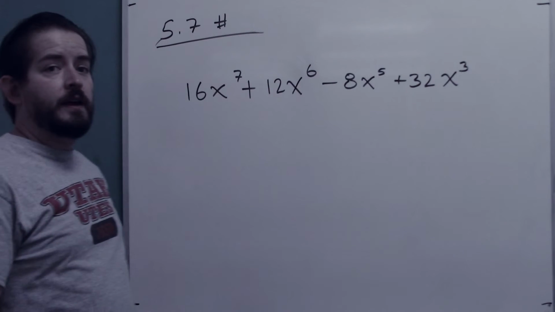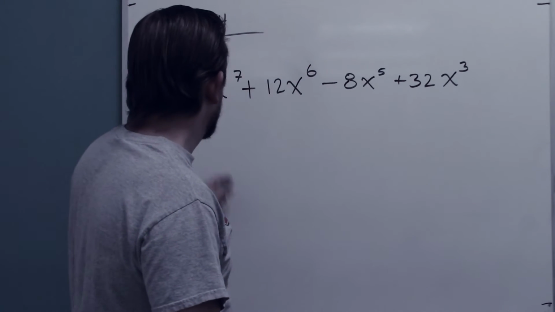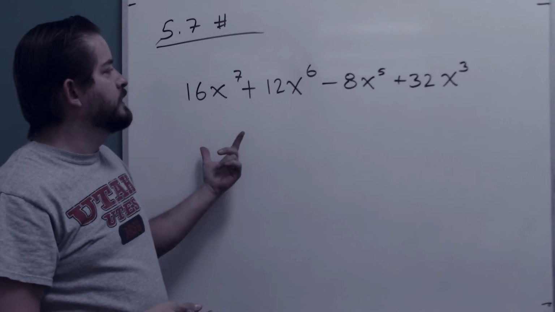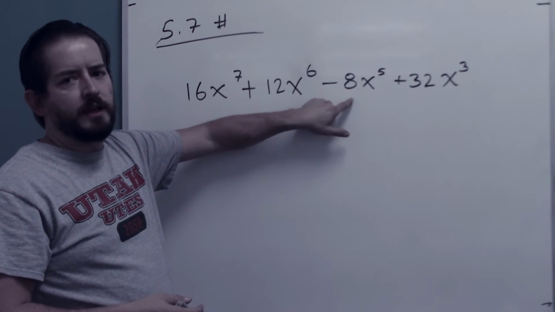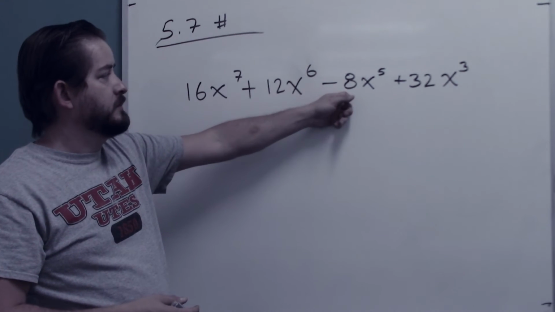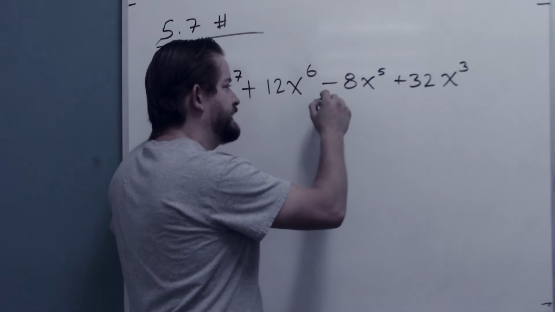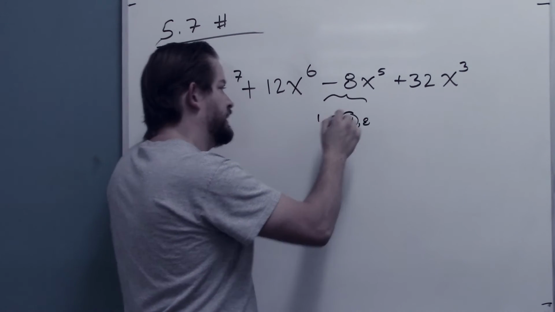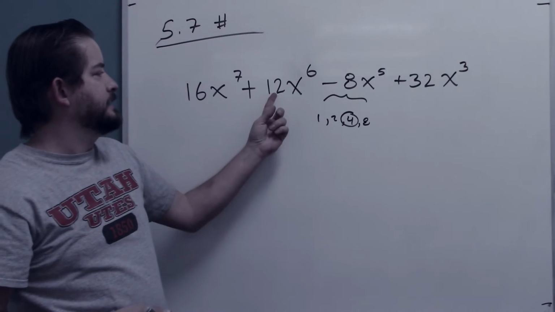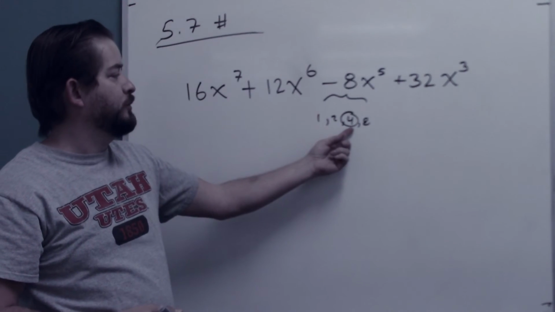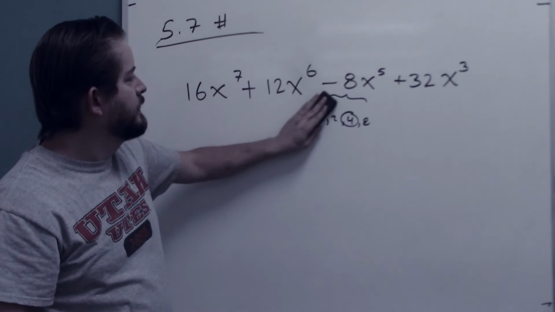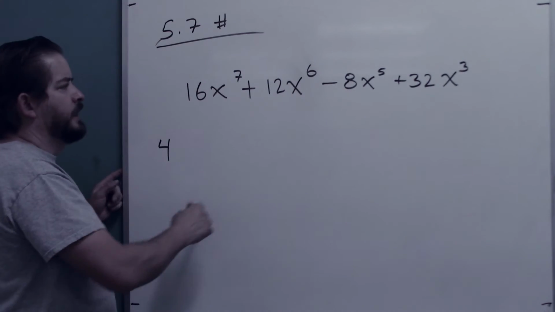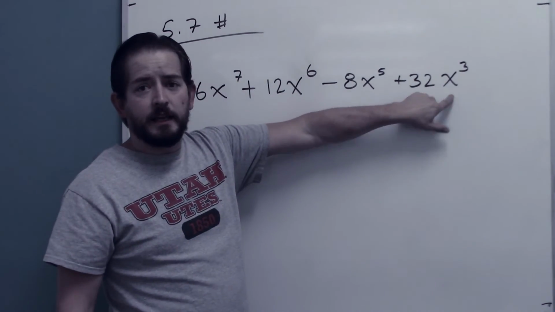Again, it just asks us to factor out the greatest common factor. 16, 12, 8, and 32 are all divisible by 4, right? The smallest number, 8, is my limiting factor. The only possible divisors of 8 are 1, 2, 4, and 8. I just saw that 4 divides everything. 8 does not because 8 doesn't divide 12, so 4 is my greatest common factor for the coefficient. And then my smallest power of x is x to the 3rd.